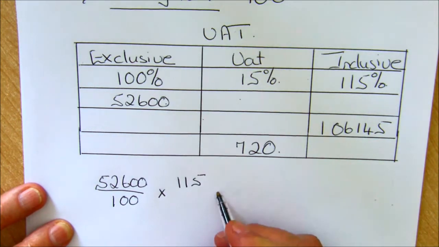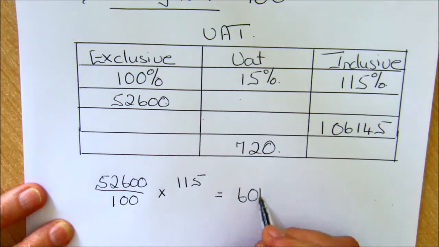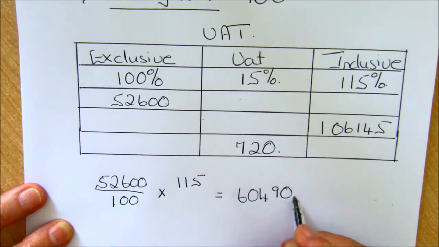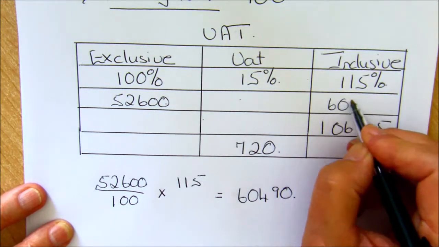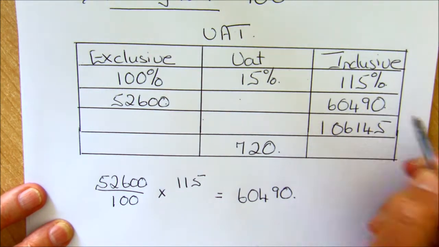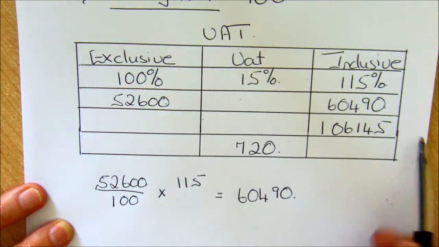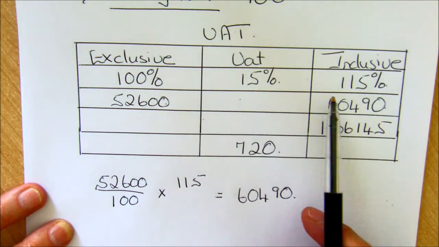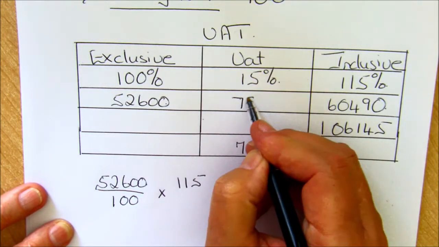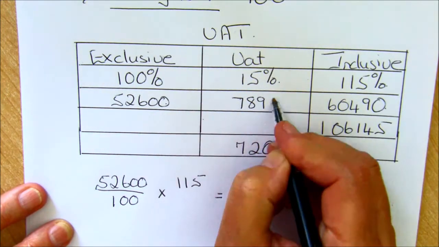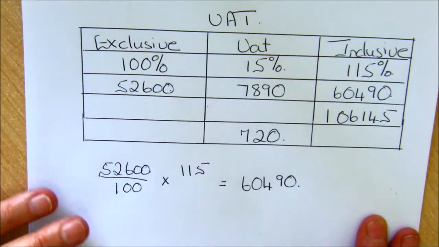And if you take a calculator and work that out, it'll come to 60,490. So I can go in and fill in 60,490. Now once I've got one figure, the VAT is the difference between the two, so I can just subtract the one from the other and I'll get a figure of 7890. But let's just prove that.